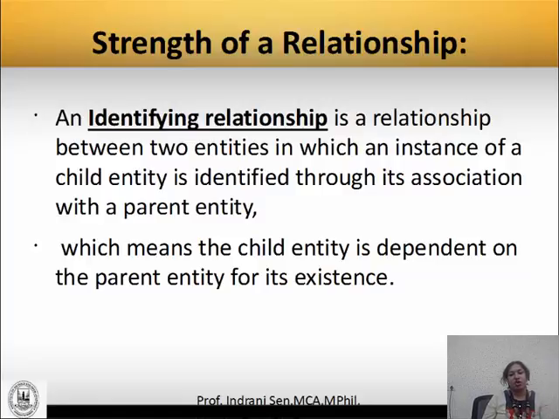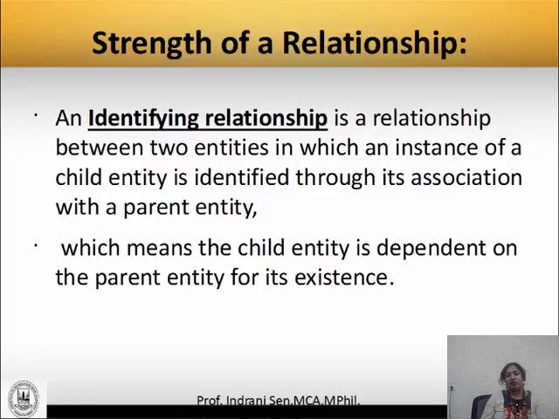For example, we are talking about a passport. A passport has a passport number, which is a primary key. It's a unique identifier, so it can be a strong entity. Similarly, we can talk about a student. A student has a unique primary key, which is a roll number, and so a student is also a strong entity.